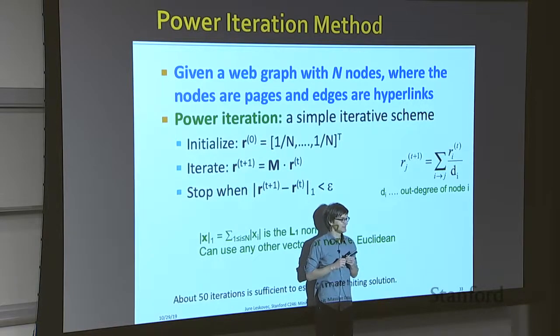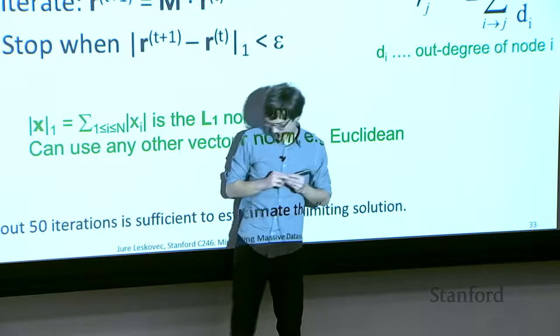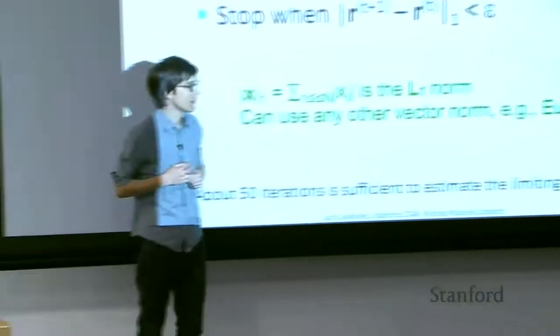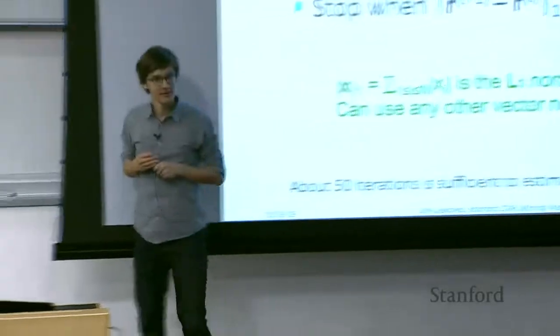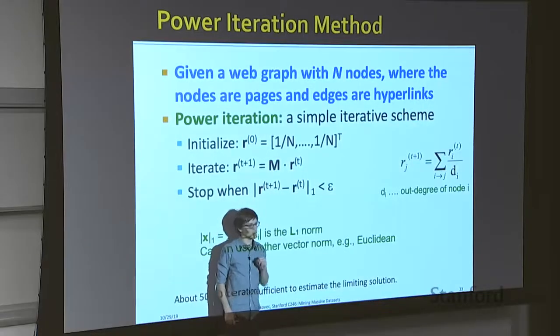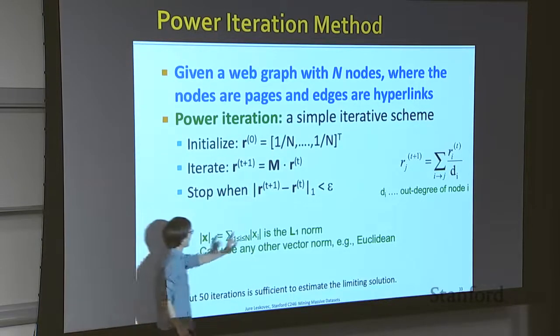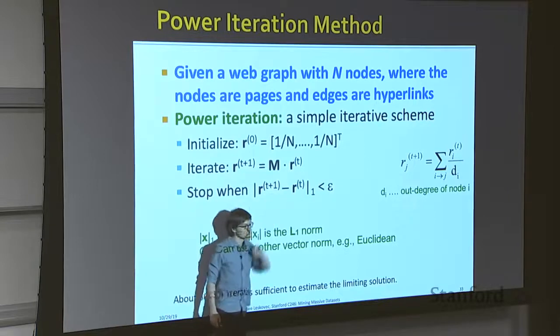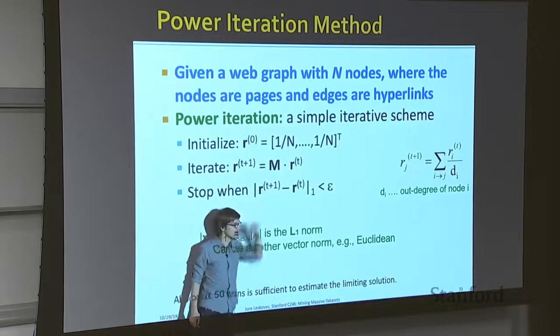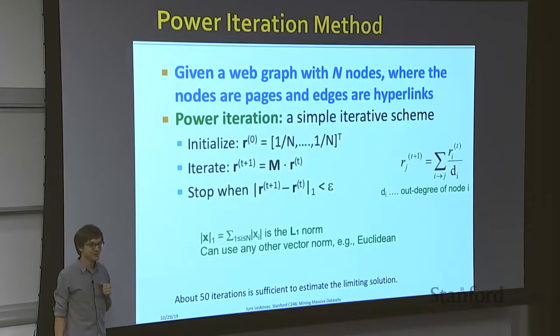Yes? Have we somehow made the assumption that this is irreducible? We have made a few assumptions that I will clarify. We made the assumption that M is column stochastic. But I'll come to talk more about what the assumptions about M are. But we made an assumption that it's irreducible, yes. Good, anything else?